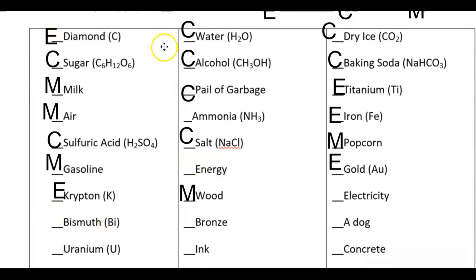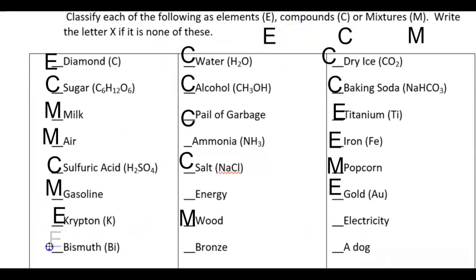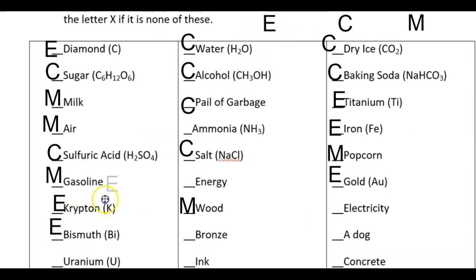All right, let's take a look at the bottom level. We've got bismuth and uranium that we left out, and we've got a few more. Bronze, a mixture. To make that bell, you have to have the right combination of copper and tin. Ink could be a mixture, lots of different colors in there. Electricity, we put the X. A dog, strangely enough, is a mixture of blood, bones, fur, and maybe a bad attitude, depending on your dog. And concrete is little rocks and sand and cement to make concrete.